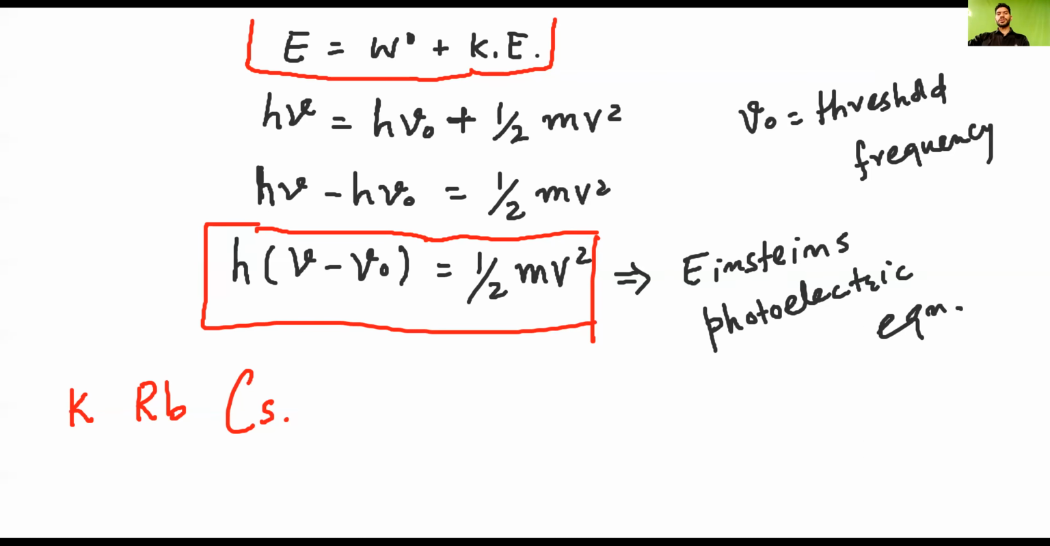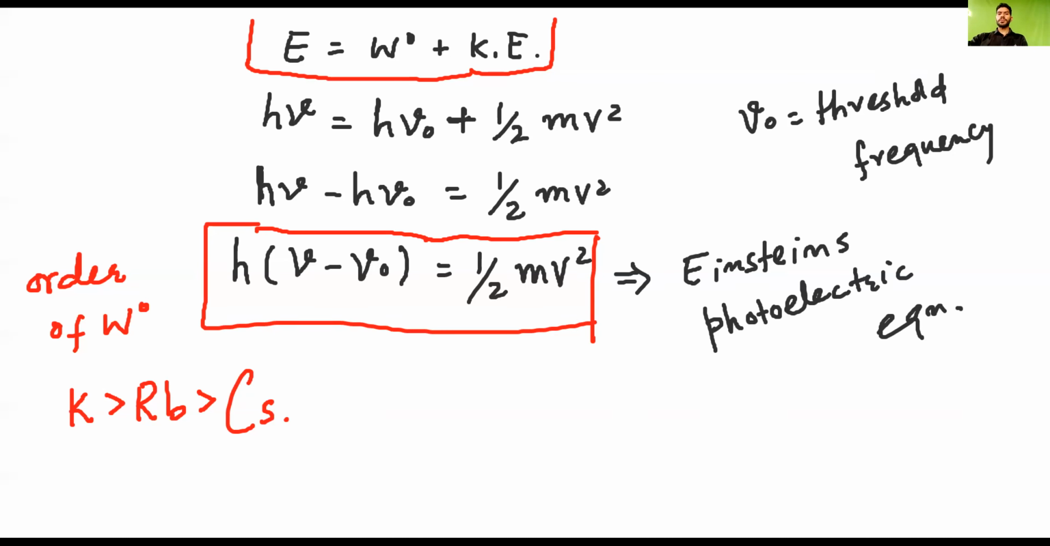If I have to just write the order of work function, can you tell me which will have very high work function? Simply, work function means the amount of energy required to remove an electron from the metal surface. So very high work function will be possessed by potassium. Cesium will have very low work function. That means it will require minimum energy to eject the electron from its surface.